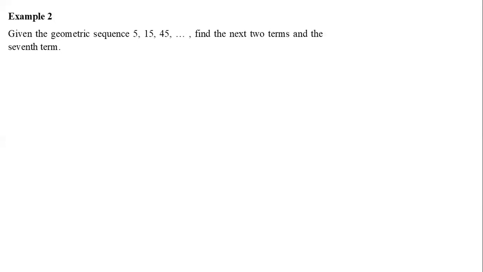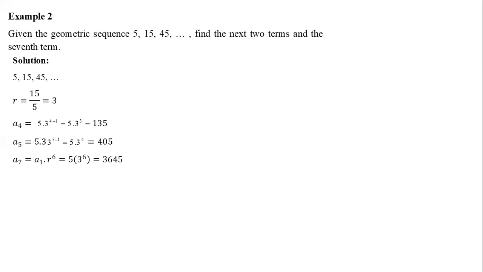Let me show you the solution. You are correct. This is the solution. Just get your common ratio. The common ratio is just 3. Then you apply the formula to get the term that you want. Now let's go to sum.